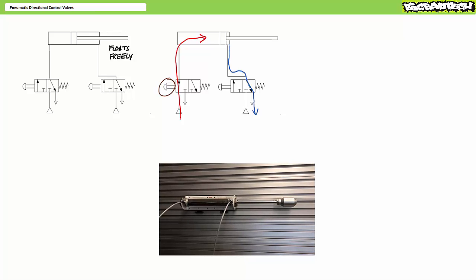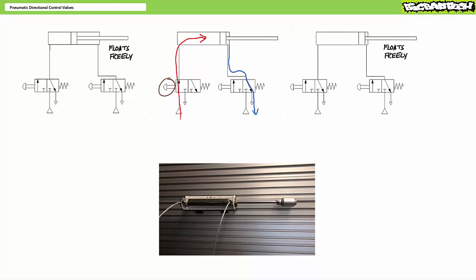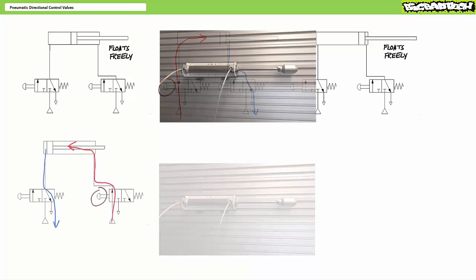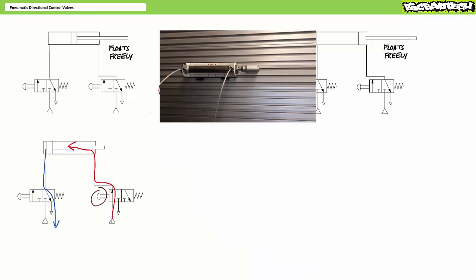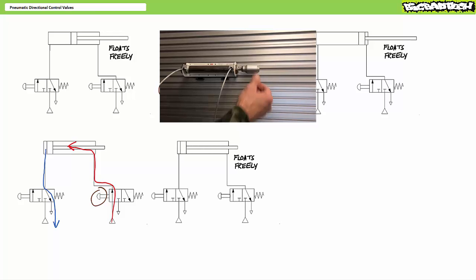When an operator releases the push button on the valve on the left, the cylinder remains extended. However, both cap and rod end remain exhausted to atmosphere and the cylinder rod would float freely. When an operator presses the push button on the valve on the right, pressurized air enters the rod end of the cylinder and the cylinder retracts. As previously, when an operator releases the push button on the valve on the right, the cylinder remains retracted. However, both cap and rod end remain exhausted to atmosphere and the cylinder rod floats freely.